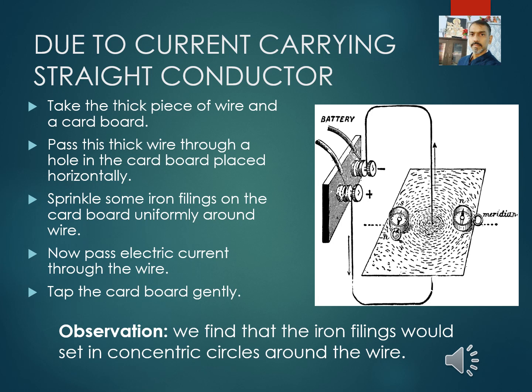How can the direction of the magnetic field be found? Place a compass at a point over a circle. Observe the direction of the needle. The direction of the north pole of the compass needle would give the direction of the field lines produced by the electric current through the straight wire at that point.